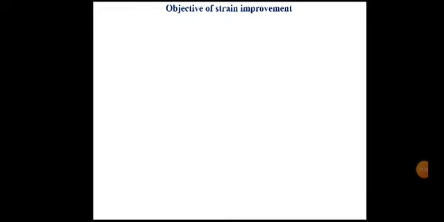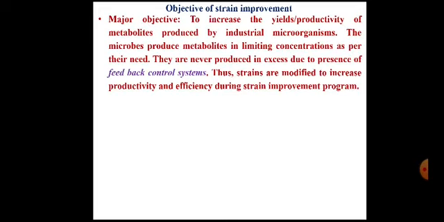Then the major objective of strain improvement, as I said, is to increase the yield and productivity of metabolites produced by industrial microorganisms. The microbes produce metabolites in limiting concentration as per their need, as we have discussed earlier. They are never produced in excess due to the presence of feedback control. This is very important. Why do microbes not produce microbial metabolites in excess? They will produce microbial metabolites according to their requirements. Whatever the concentration is required, whatever is utilizable, only that amount will be produced by the natural isolates. And the mechanism behind that is the feedback control system.